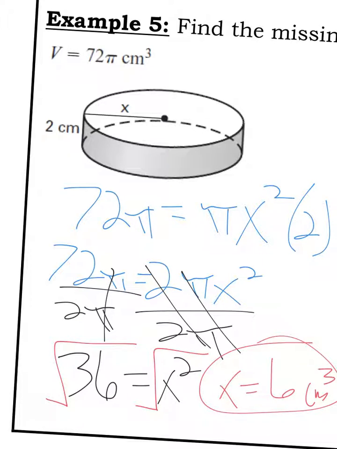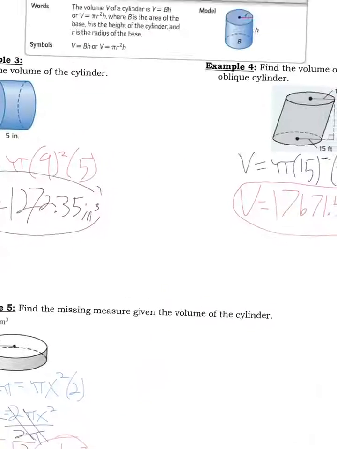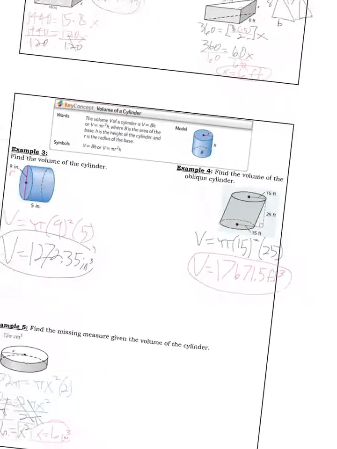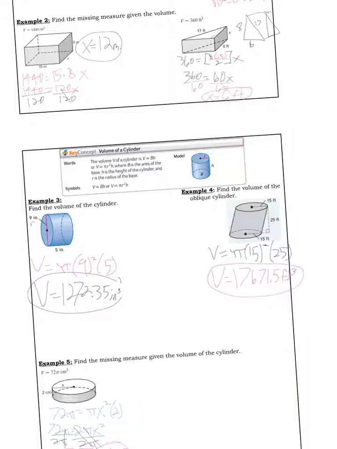And that's it for this section. We just covered volume of prisms and cylinders, and it's area of the base times the height, and just make sure you do the right thing for the area of the base, and that's about it.